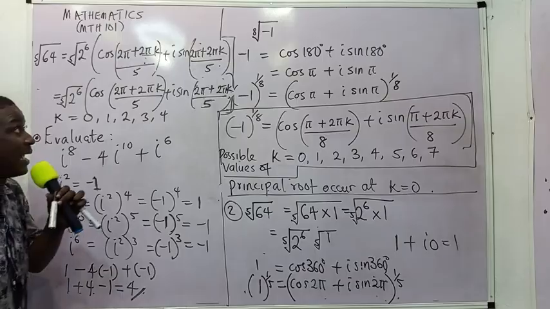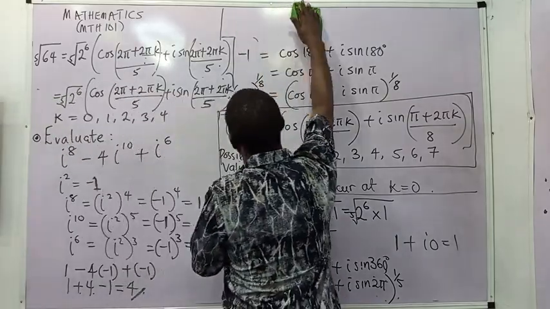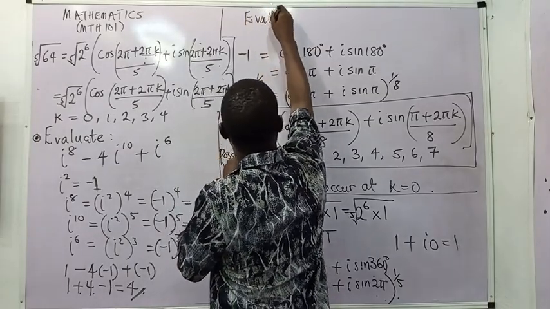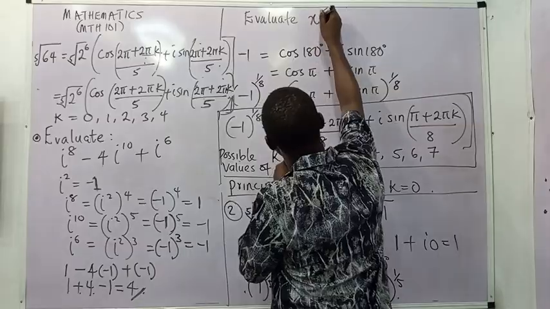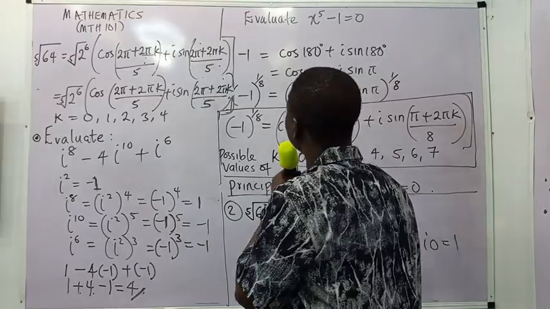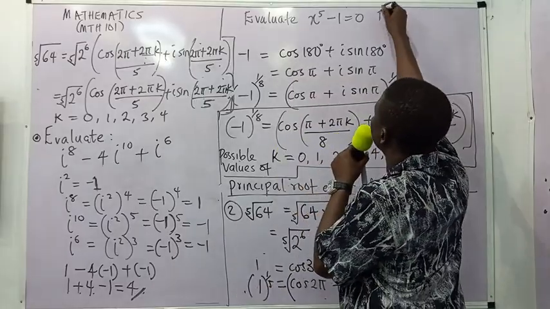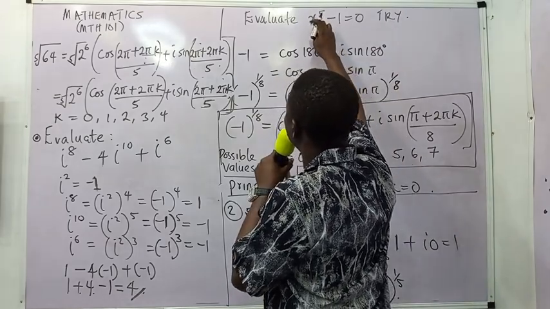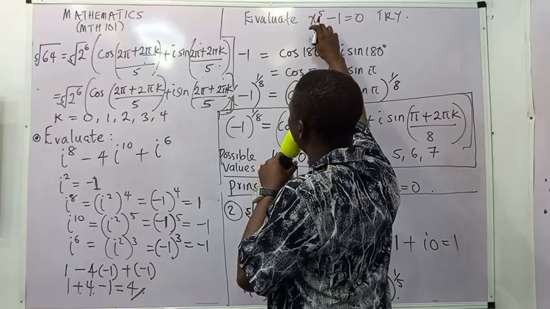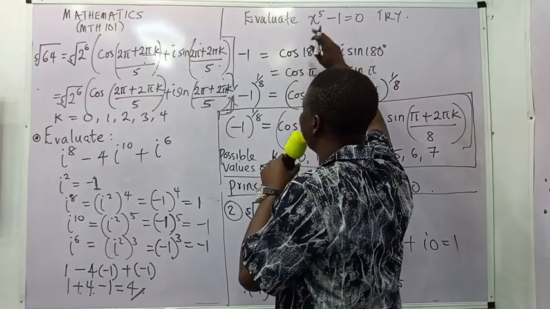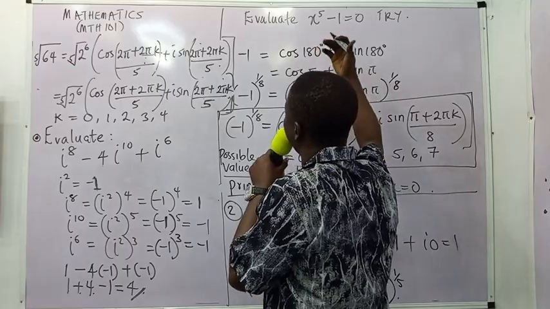But the question I gave, please try and solve it. Evaluate: x to the power 5 minus 1 equal to 0. Now, I will give you a hint. Try this for me. What you are going to do is find the value of x, and when you are looking for the value of x, let your answer be in complex number polar form.